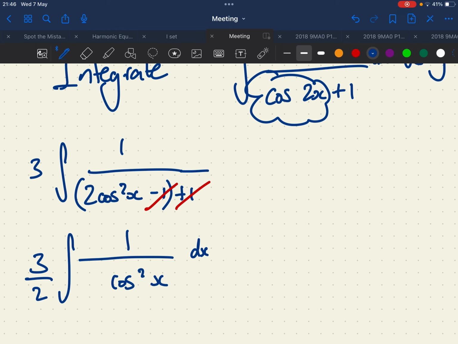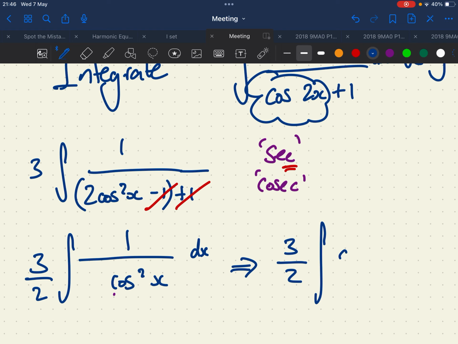But what you've got to remember is that for trig, sometimes writing it in terms of those reciprocal functions like sec and cosec and so on can actually be quite useful. So what would this one be? It's the one where the third letter is C, isn't it? So this is actually sec. So I could rewrite all of this instead as 3 over 2, the integral of sec squared dx, isn't it?